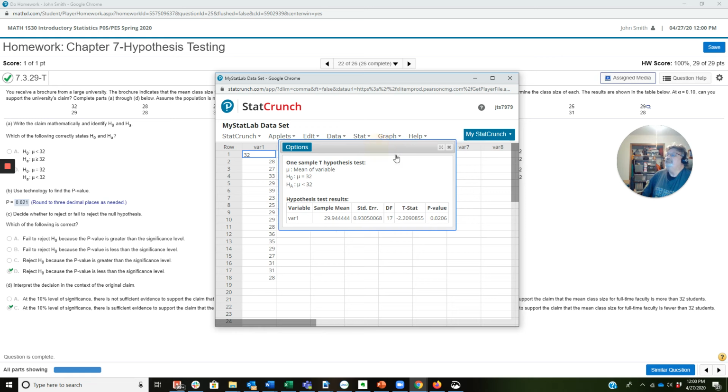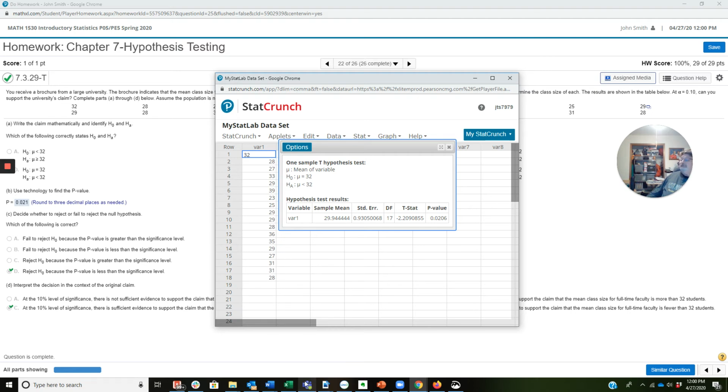And if you'll notice, I do get the T-stat. This particular question, they don't ask me to find that, but I do get the test statistic, which is a T-stat. More importantly, I get the p-value, 0.0206. That rounds to 0.021, as you can see right here.